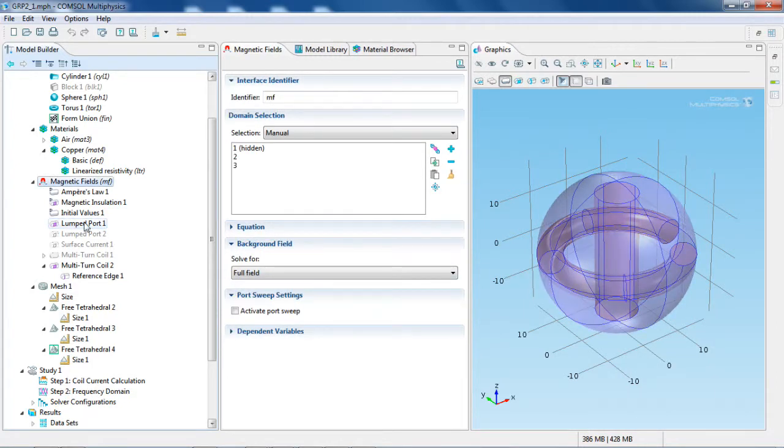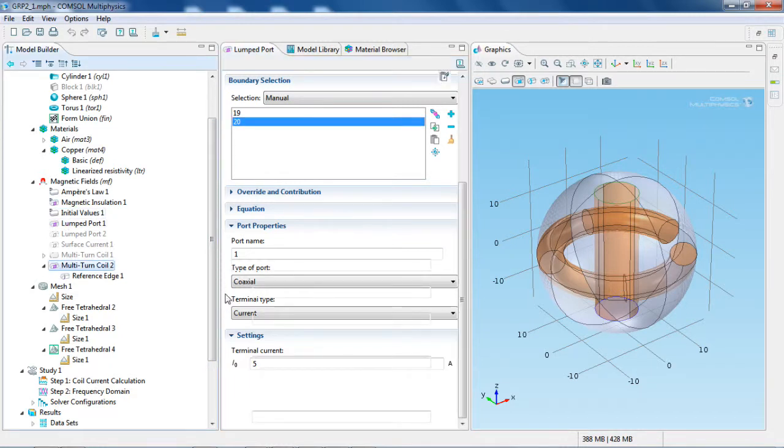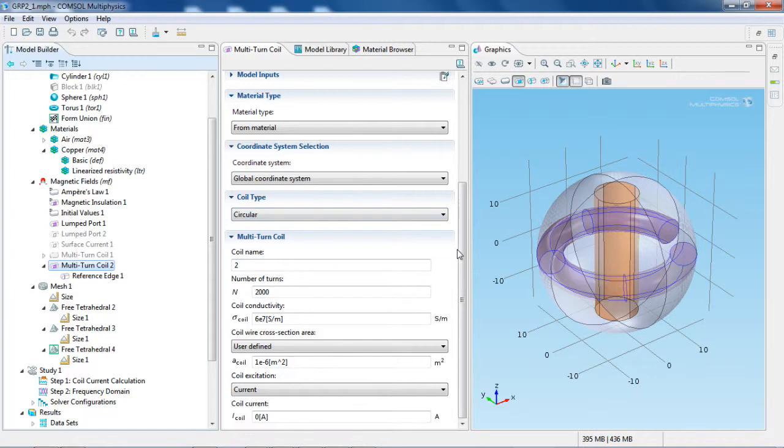A lump port was used to set up a current in the conductor. The type of port selected was coaxial, whilst a current of 5 amps was set through the conductor. A multi-turn coil was then used to assign the coil type and number of turns, whilst reference edge was used to stipulate the direction of each turn.